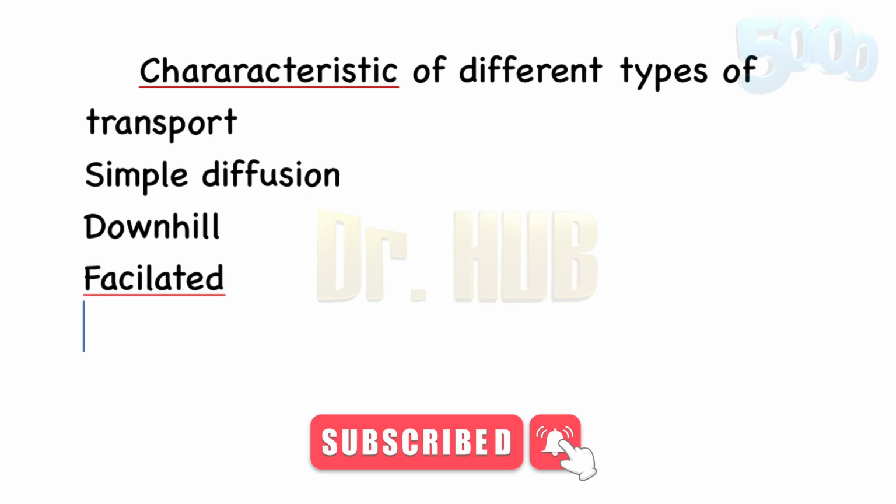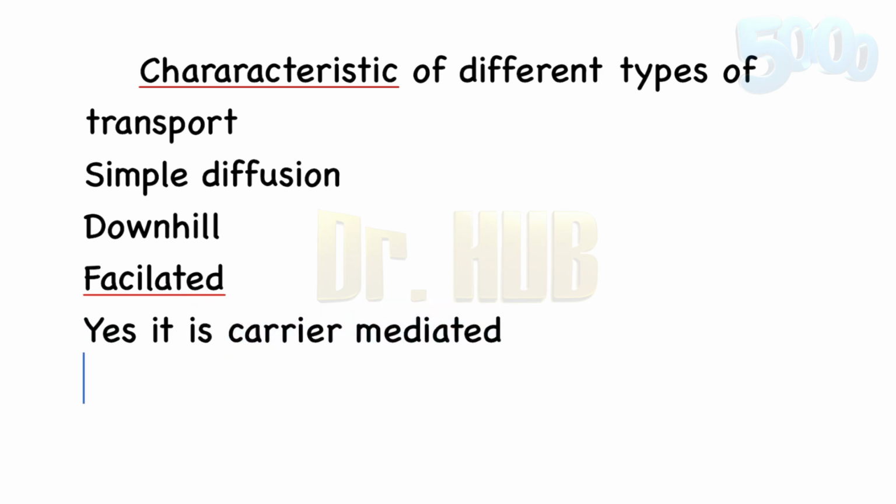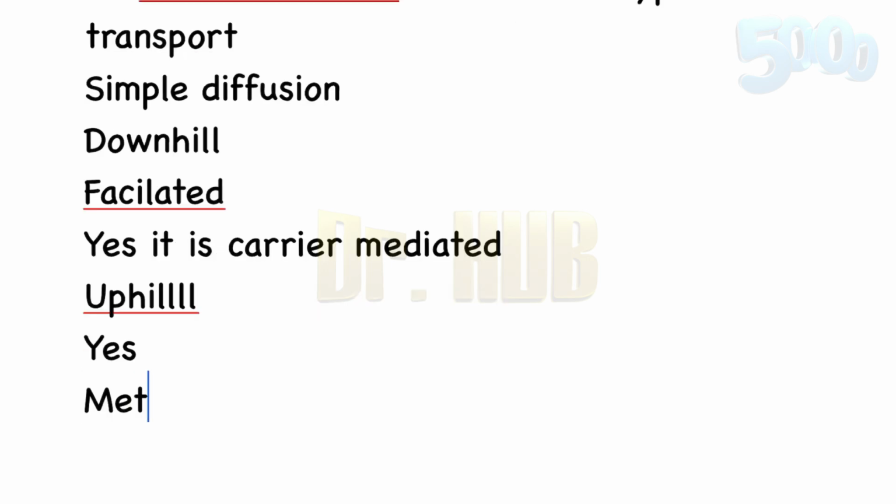Facilitated diffusion is very similar, but here, is it carrier mediated? Yes, it is carrier mediated. So this is the only difference in facilitated diffusion. In primary active transport, the electrochemical gradient is going to be uphill, whereas in simple and facilitated it was downhill. And carrier mediated, yes. Is metabolic energy used? The answer is again yes, metabolic energy is used.